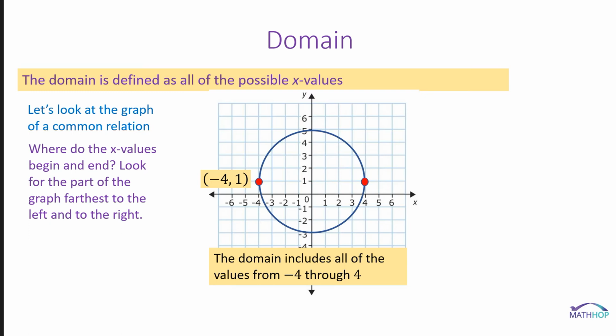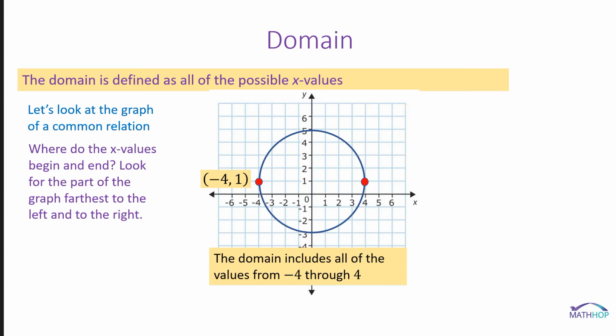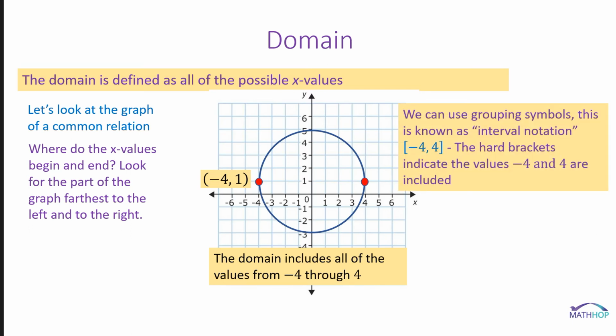All right, well, we can express this interval from -4 through 4 in a few different ways. And actually, most commonly is going to be the first one we look at. It is called interval notation. If we use grouping symbols, it is known as interval notation. We either use hard brackets or soft parenthesis brackets. Hard brackets indicate that the values -4 and 4 are included in this graph. And we see that -4 is right on the circle and 4 is right on the circle. So we use hard brackets. This says -4 to 4 inclusive.